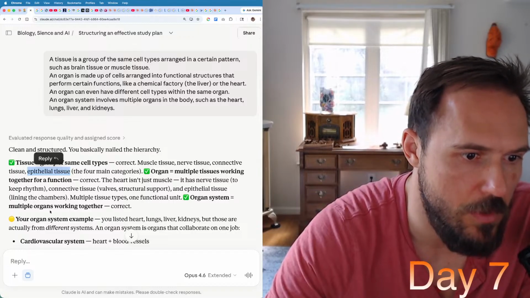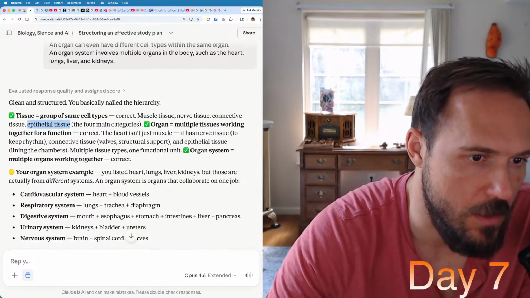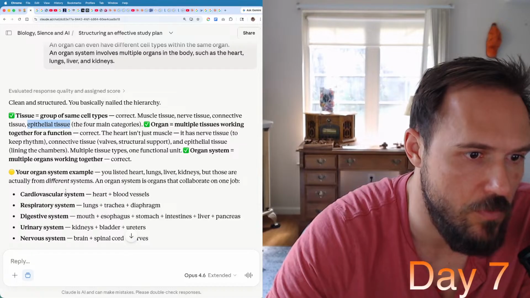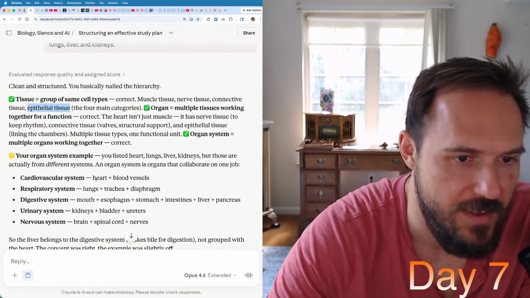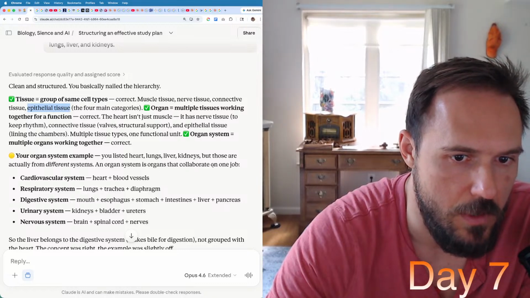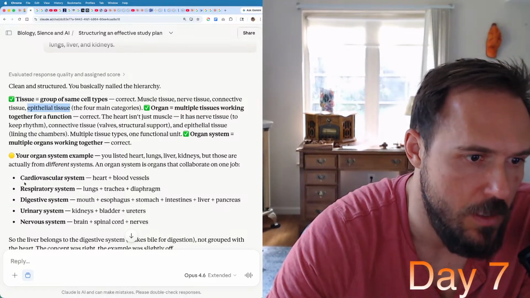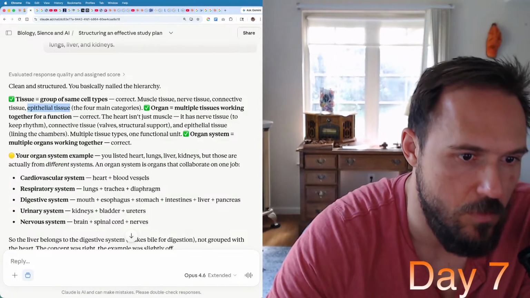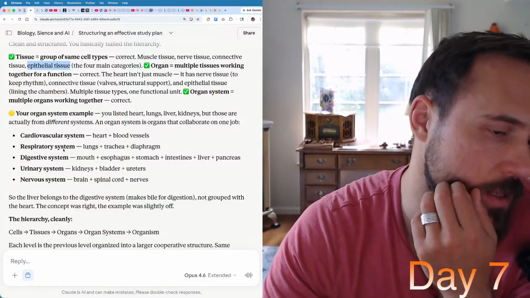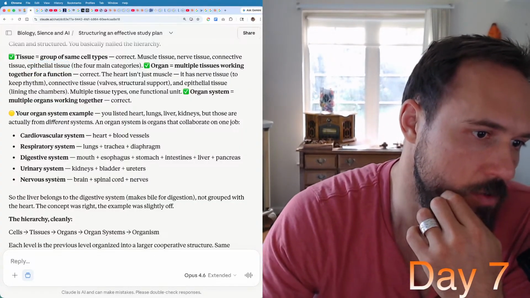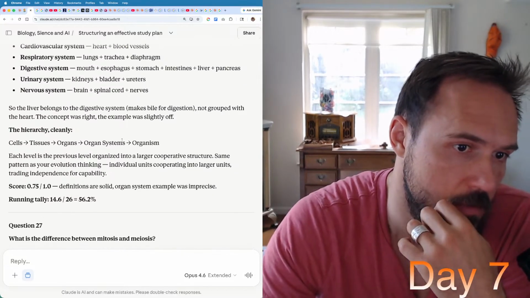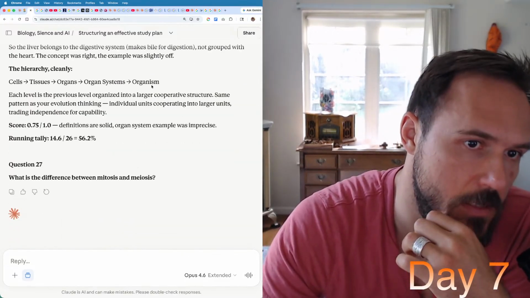Organ system, multiple organs working together, correct? In your organ system example, you listed heart and lungs, but those are actually from different systems. Oh, right. An organ system is organs that collaborate on one job. Cardiovascular system, heart and blood vessels. Respiratory system, yes. Yeah, I remember that from biology. Totally ruined it. Urinary system, nervous system, yep. Organ system and then organism.